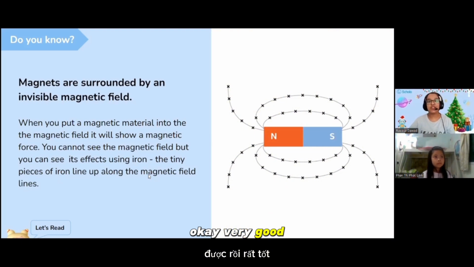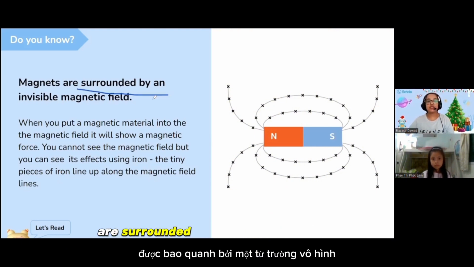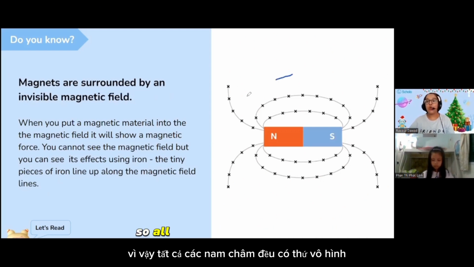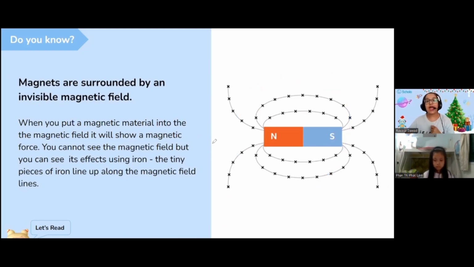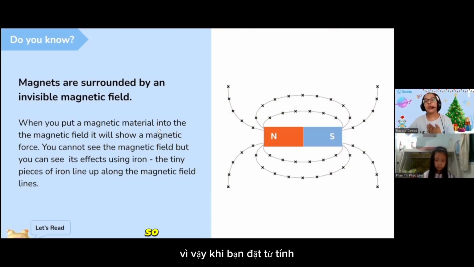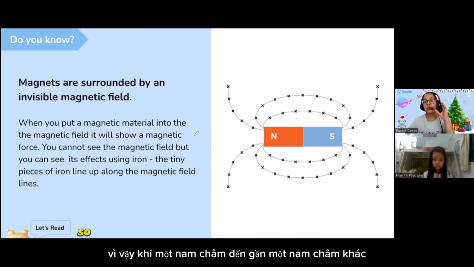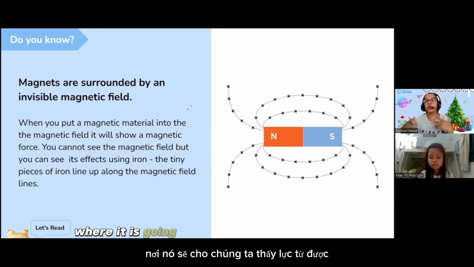Okay, very good. So this one over here tells us that the magnets are surrounded by an invisible magnetic field. So all magnets have the invisible magnetic field around them, and it shows us a magnetic force, okay? So when you put the magnetic material into a magnetic field, so when one magnet comes close to another magnet, you are putting it in a space where it is going to show us the magnetic force, okay?